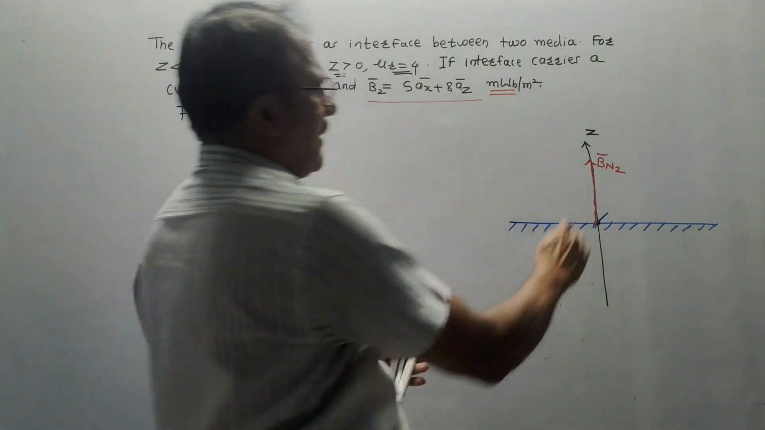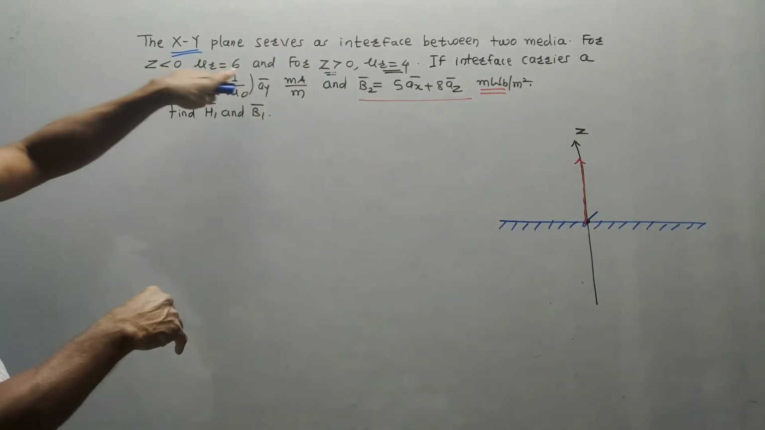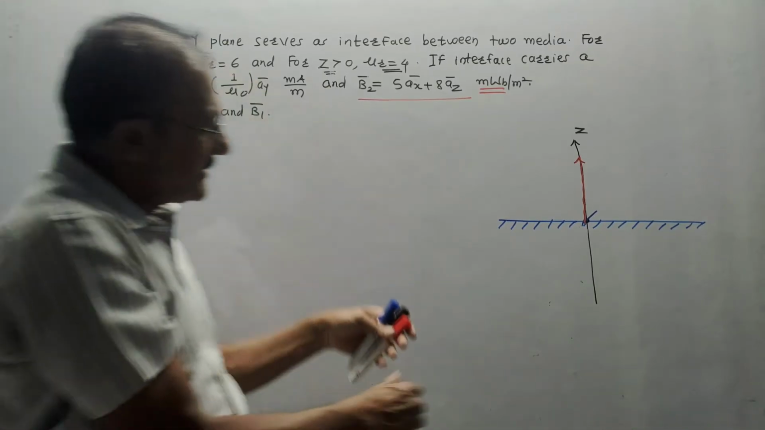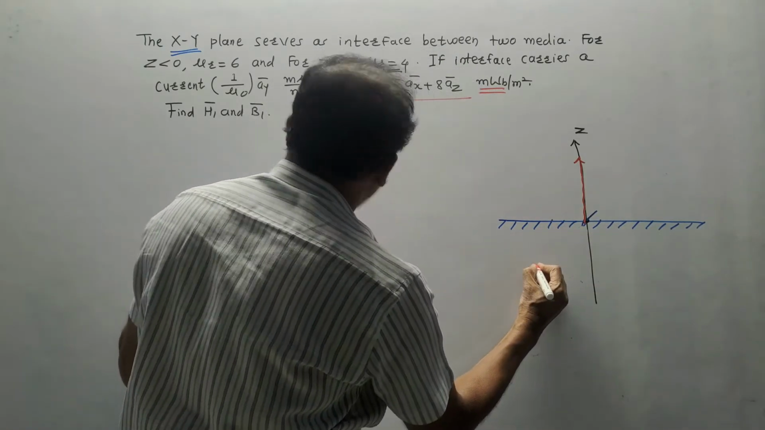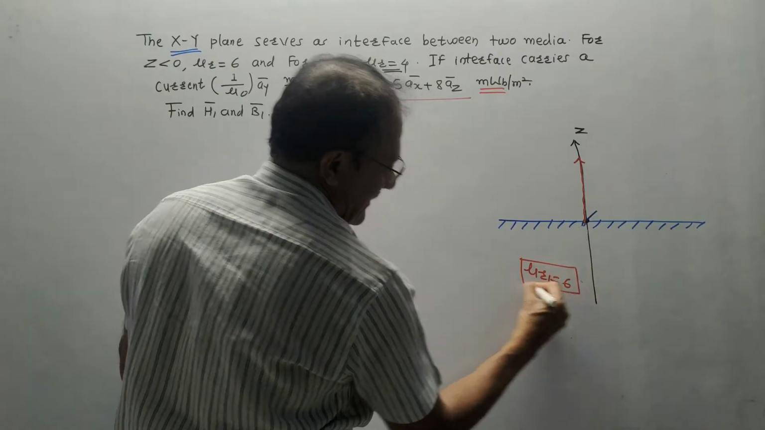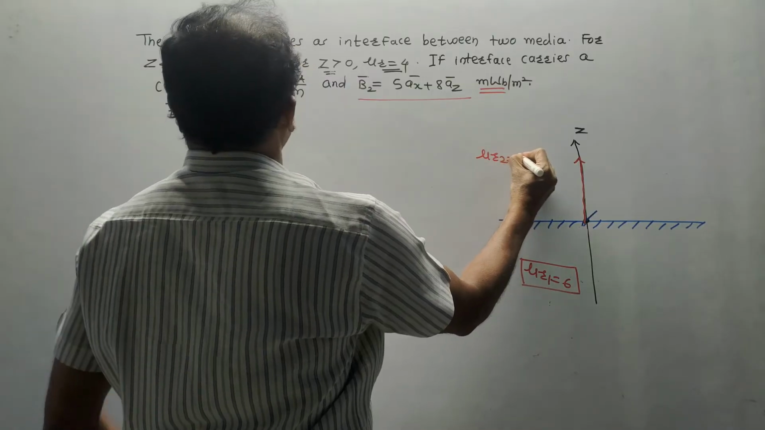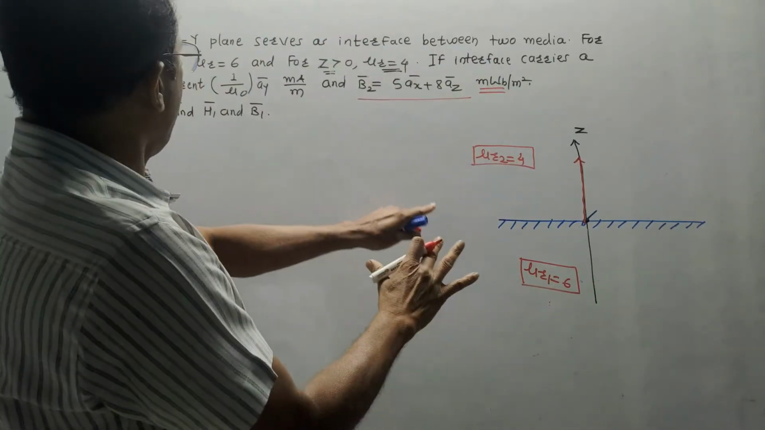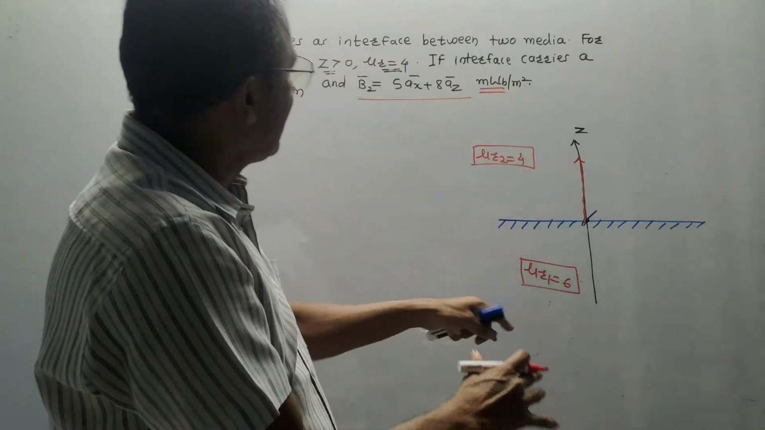Now, to make things simple, how to correlate which is medium 1 and which is medium 2? Read the question: whatever information is given first, I will consider it as medium 1. So z less than 0, mu r is 6. Z less than 0 means this lower side. So for z less than 0, at this side, I will say it is medium 1. So mu r1 I will denote, its value is given as 6. Naturally, the remaining medium is medium 2. So this is mu r2 and its value is given as 4. From the given information itself, I have considered z less than 0 as medium 1, z greater than 0 as medium 2, and accordingly I have written the values in the diagram.